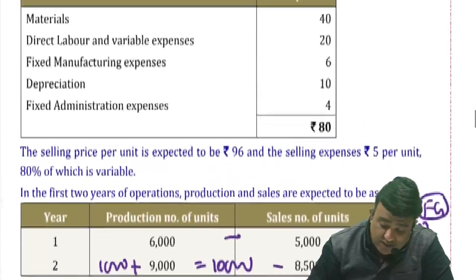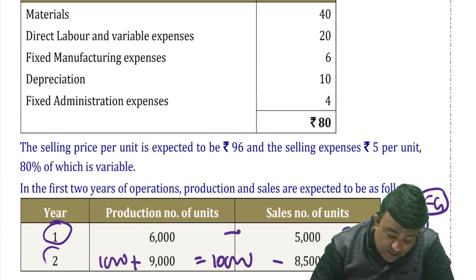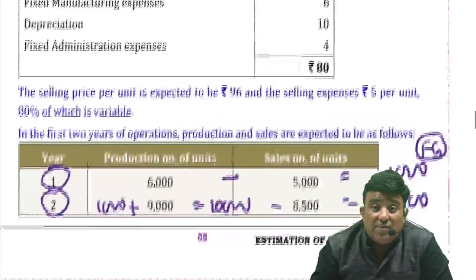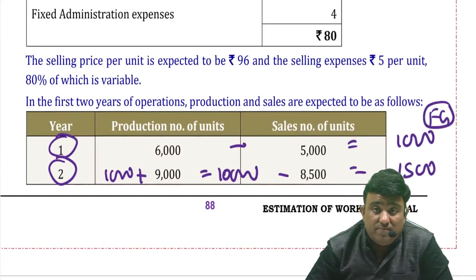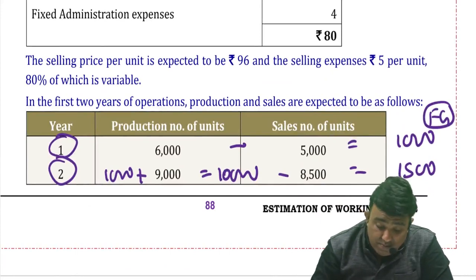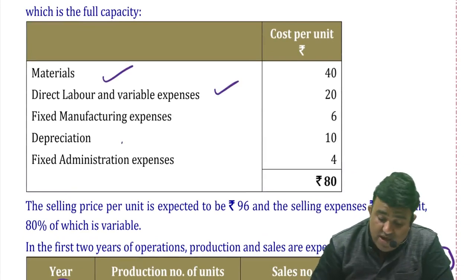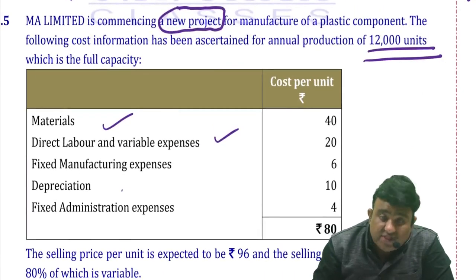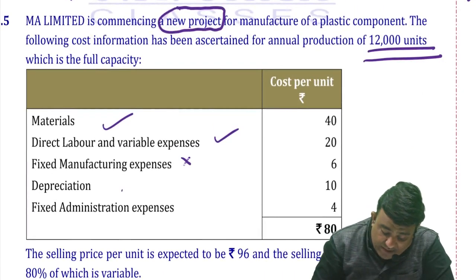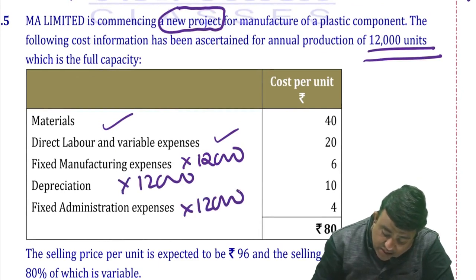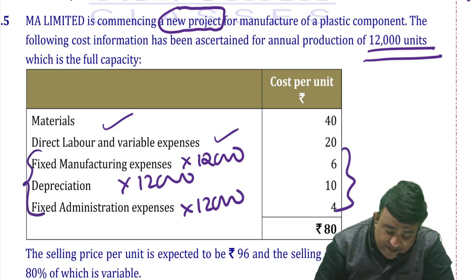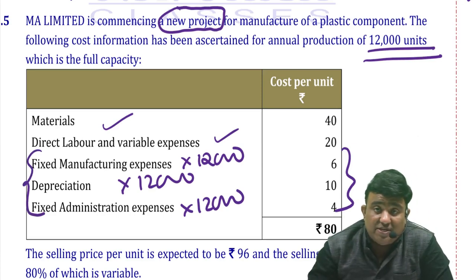And student, one more thing, this is an example of 2 years. So you need to prepare a working capital statement for 2 years back to back. Am I clear everyone? Big point is, you should understand that material, direct labor and depreciation, everything is given per unit form. And the complete data is given for 12,000 units, which is a full capacity. So fixed manufacturing expense, fixed depreciation, fixed admin overhead, all the three, student, will be taken at what? Will be taken at full capacity, because the data is given at full capacity. Clear?